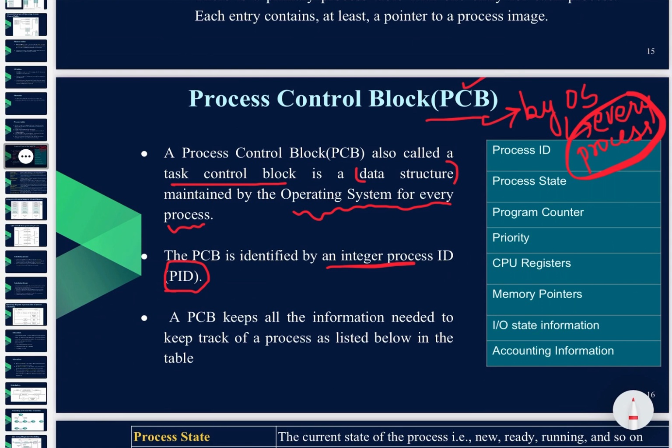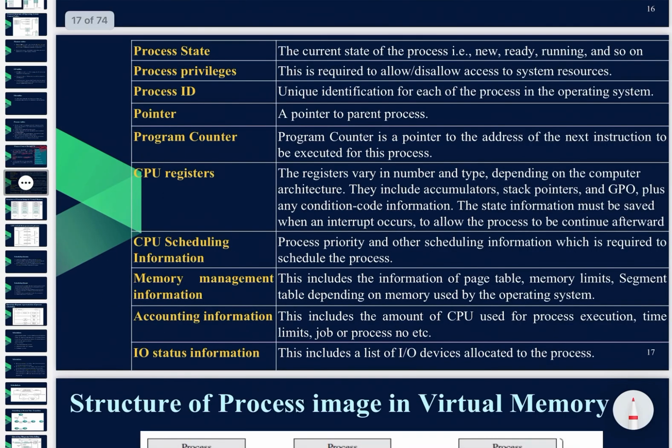Why is every process given the PCB? So that track is kept of information such as process ID, process state, process program counter, priority, CPU register, memory pointers, IO state information and accounting information. So what does a PCB do? It lists all the information needed to keep track of the process. Therefore, the operating system provides every process with this PCB.